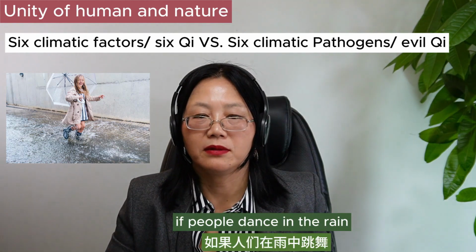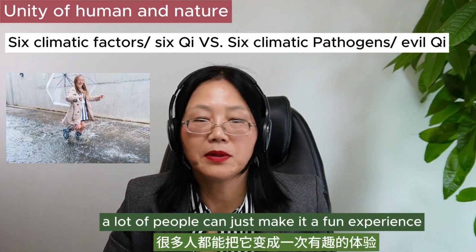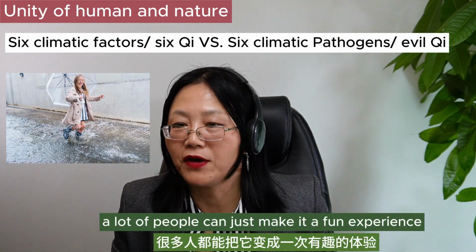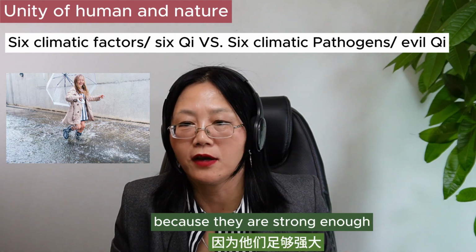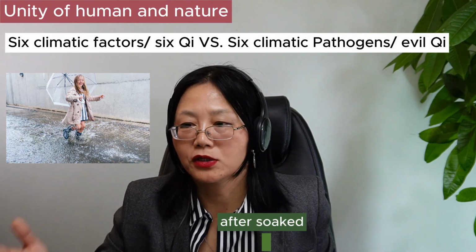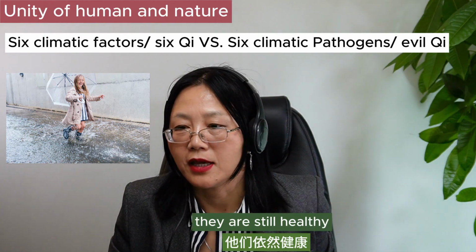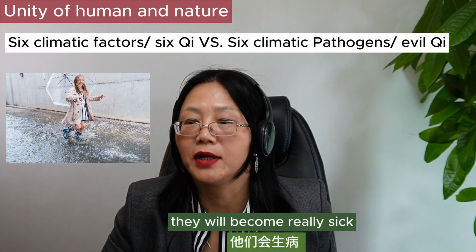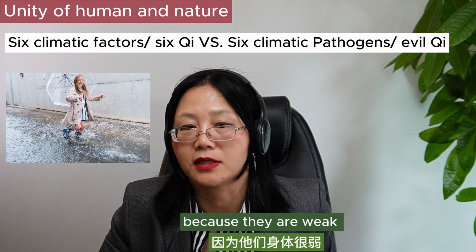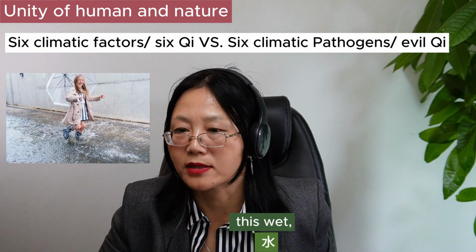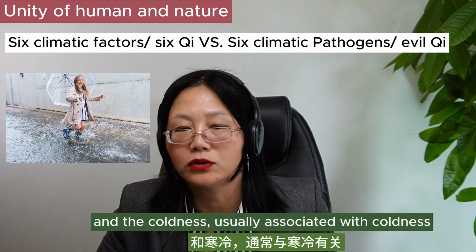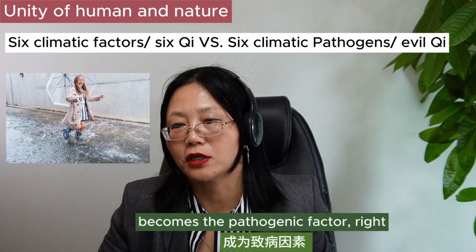For example, if people are dancing in the rain, a lot of people can just make it a fun experience because they are strong enough, healthy enough. After being soaked by the rain, they are still healthy. But some of them will become really sick because they are weak. The rain, the wet, the dampness, and the coldness become the pathogenic factors.